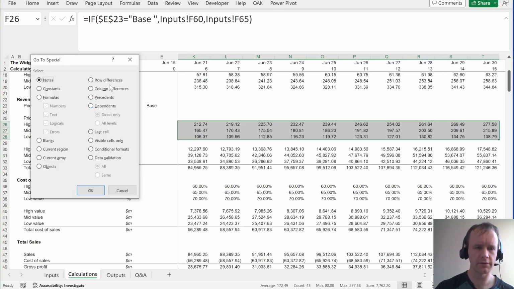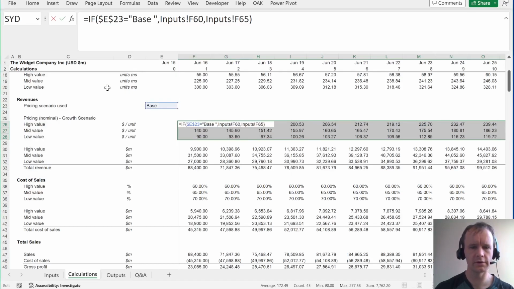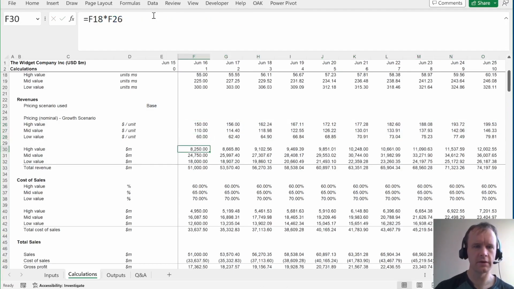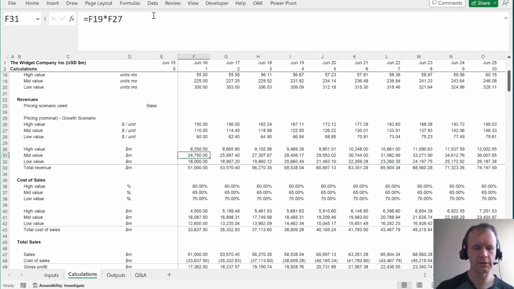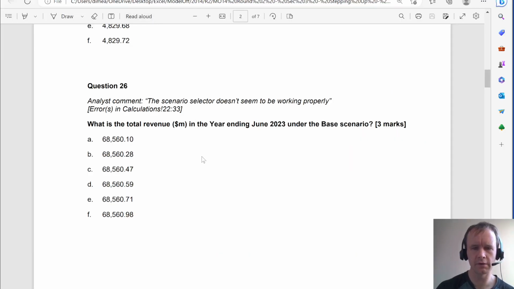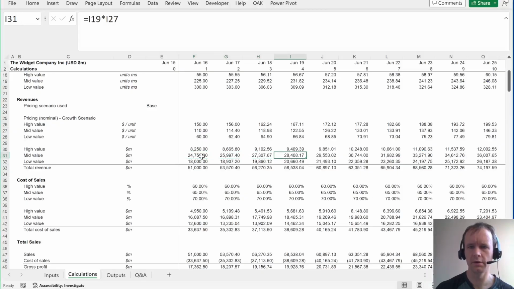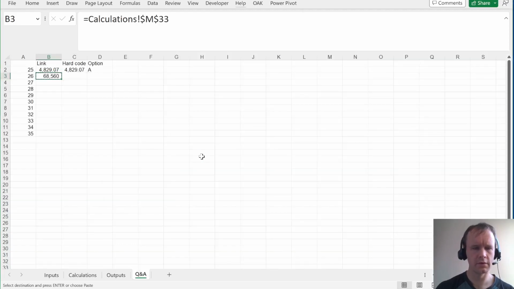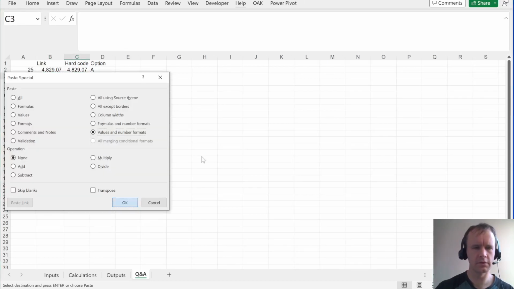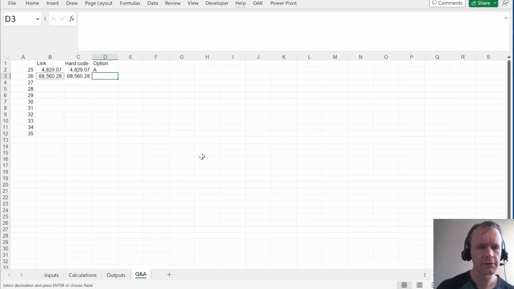Actually, before I get rid of the space, let me just see, are there any row differences or column differences before I fill the formula everywhere? There are not. So let's fill that in. Sorry, get rid of the space and fill it in. And then that seems fine. No difference there. Okay, so I think that's the only thing to fix. So what's the question? Total revenue in the year ending June 23 under the base scenario, which is this one here. All right, let's give the decimal places we need first, and then we'll value number format. So 560.28, which is B. Okay, moving on.